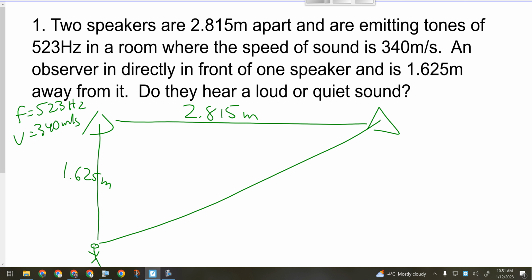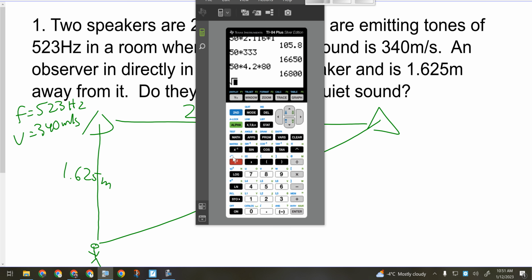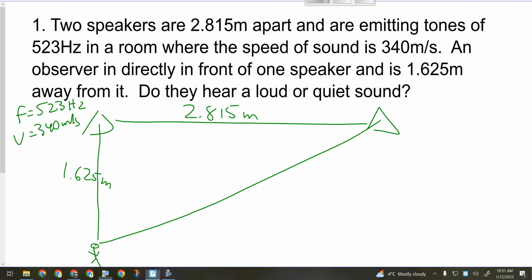Right now, I'm missing 2 vital pieces of information. What are they? The distance between the second speaker and the person? Right, I need to know this distance right here, so a simple Pythagorean theorem calculation will get that for me. So 1.625 squared plus 2.815 squared. All right, so that's going to be 3.25 meters. Okay, what's the other vital piece of information? Wavelength. Okay, so I can get that with the universal wave equation. Lambda will equal V over F. So 340 divided by 523.